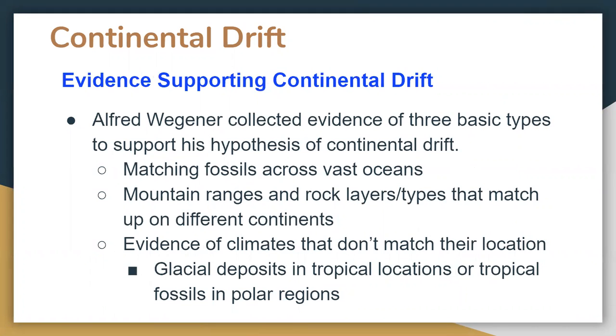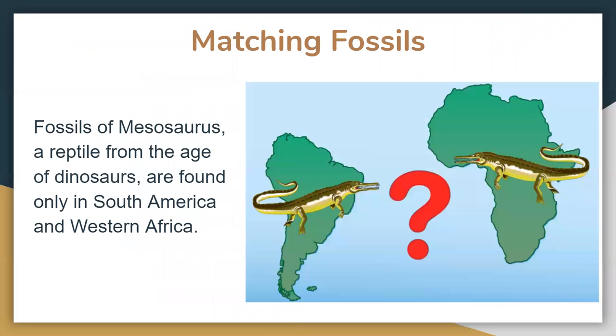Some of the evidence that he collected was basically of three different types. Number one, he collected evidence of matching fossils across vast oceans, so the same species that existed on separate continents. Number two, mountain ranges and rock layers or types that match up on different continents. And the third one was evidence of climates that don't match their location. So for example, glacial deposits in tropical locations or fossils of tropical species in polar regions.